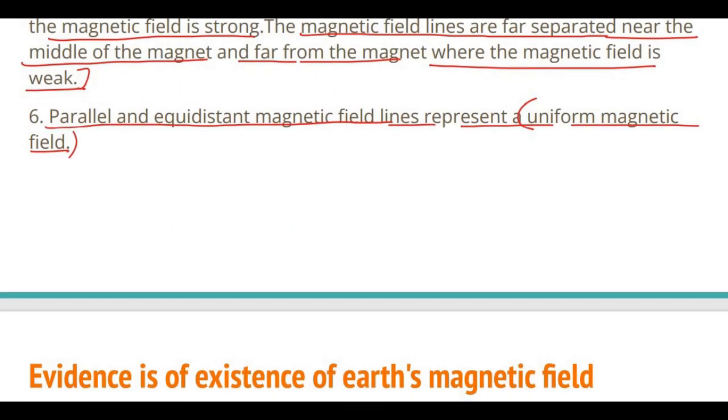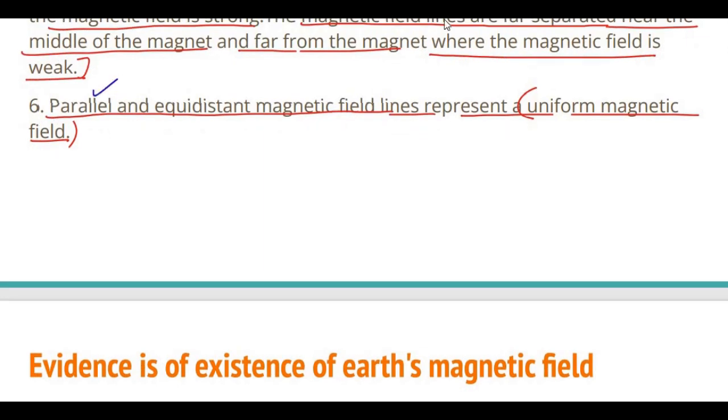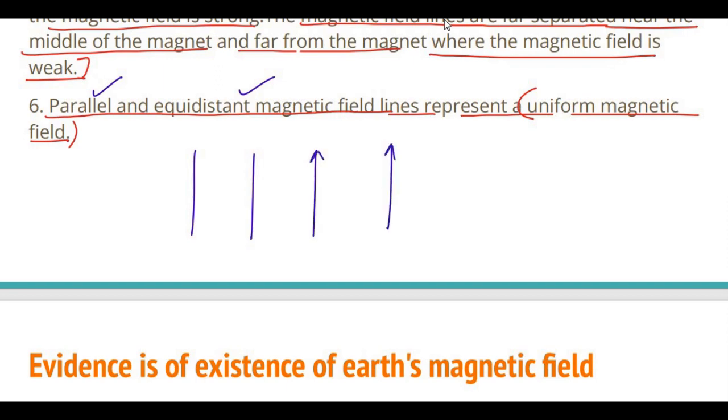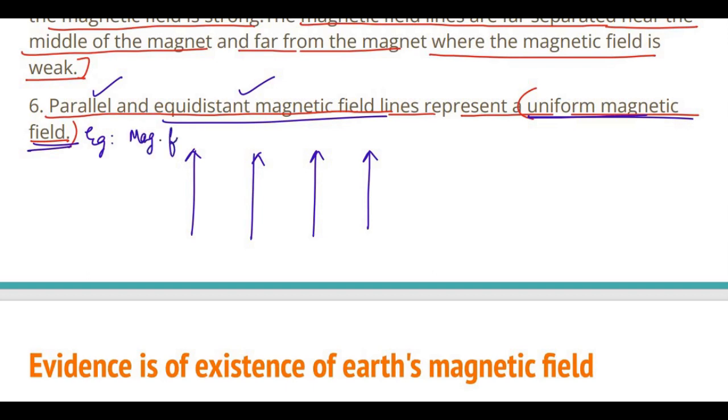So, क्या लिखा हुआ है यहां पे? Parallel and equidistant magnetic field lines. Parallel magnetic field lines और equidistant magnetic field lines, एक दूसरे के साथ equidistant है, हालांकि ये थोड़ा दूर बन गया है. Equidistant मतलब आपस में जो distance है that is also same. So such kind of magnetic field lines represent what? बहुत important question आ सकते हैं यहाँ से, represent what, uniform magnetic field. और ये हमें कहाँ मिलता है इसका example, if they ask you where will you see uniform magnetic field: magnetic field lines of Earth.